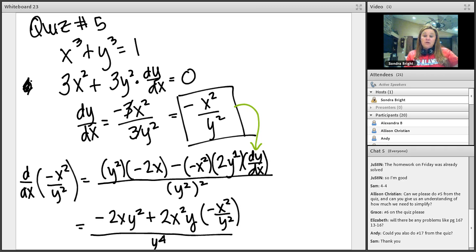All right, I'll say this, you definitely do not want to leave a fraction within a fraction, which is what I have right now. Like, that's just not okay. It's not proper. So you definitely need to be simplifying.